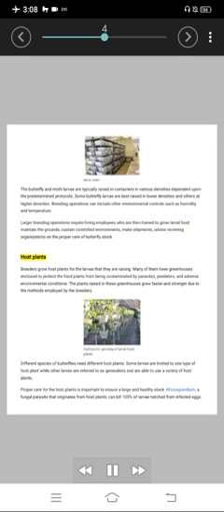Host plants. Breeders grow host plants for the larvae that they are raising. Many of them have greenhouses enclosed to protect the food plants from being contaminated by parasites, predators, and adverse environmental conditions. The plants raised in these greenhouses grow faster and stronger due to the methods employed by the breeders. Hydroponic growing of larval food plants. Different species of butterflies need different host plants.